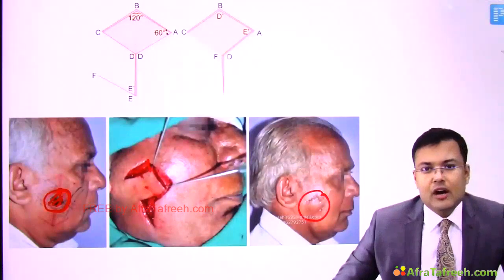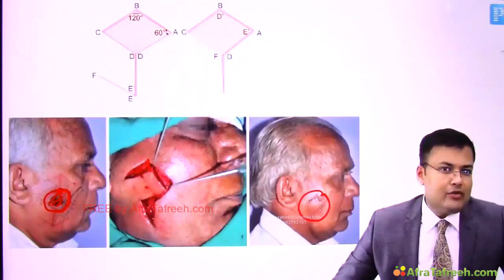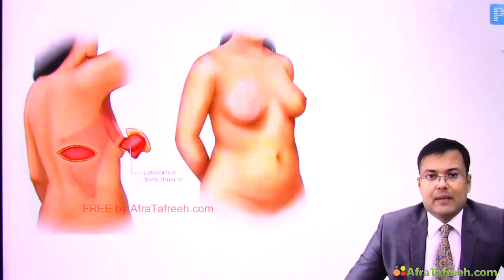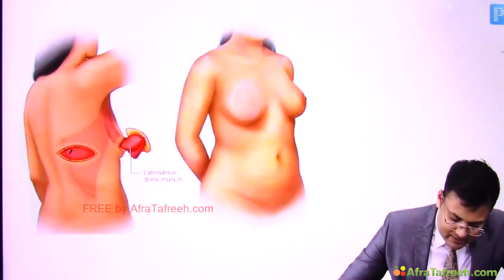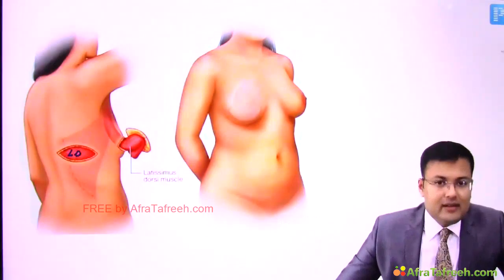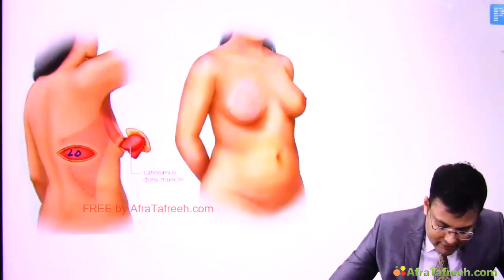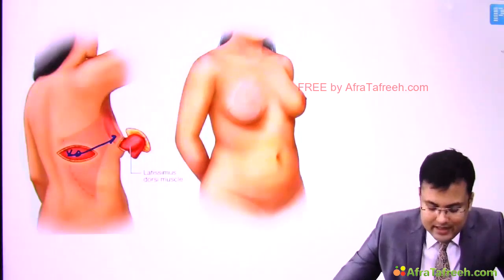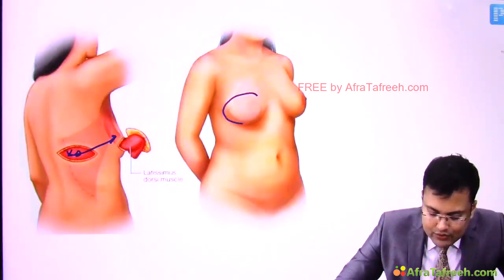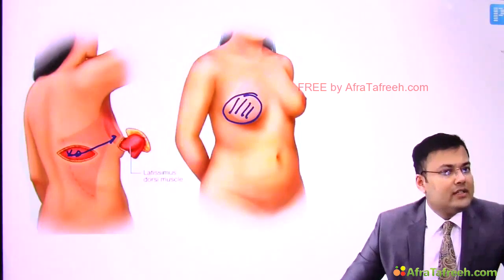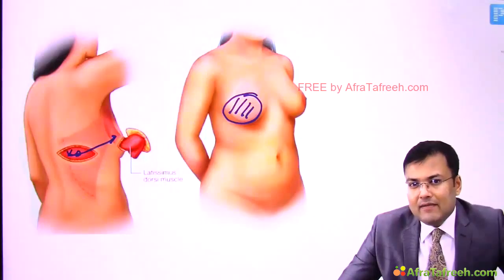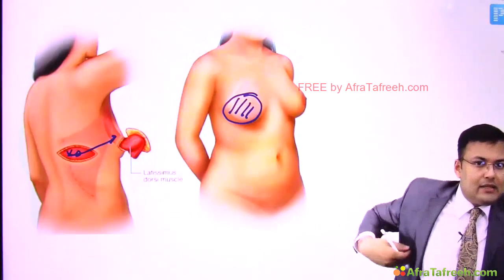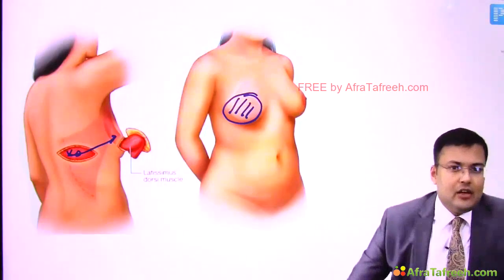So these are the types of random flaps. Now we are going to discuss axial flaps. Now this is one type of axial flap. What is the name of this flap? Here you can see that this is latissimus dorsi muscle. The muscle and the skin are excised, and here we have created a tunnel, and via this tunnel this flap is being taken to the breast and used for breast reconstruction. So what is the name of this flap? This is the LD flap or latissimus dorsi flap.